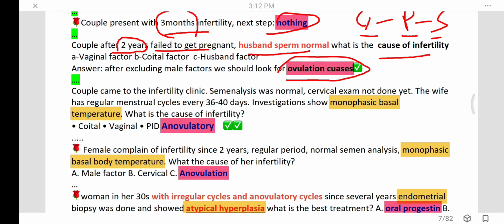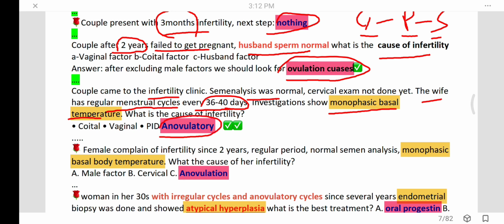So the couple came to the infertility clinic. Semen analysis was normal. Cervical exam not done yet. The wife has regular menstrual cycles of 36 to 40 days. This is not normal, 36 to 40 days. Investigation shows monophasic basal temperature. So what is the cause of infertility, an anovulatory cycle?